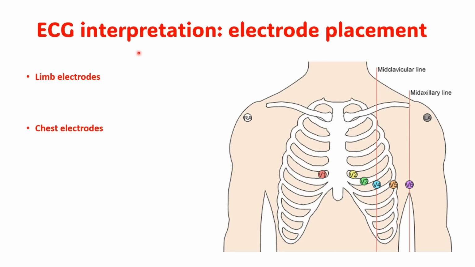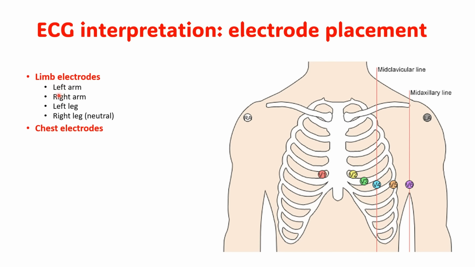Right, so first of all, we need to talk about placement of the electrodes. And the electrodes are essentially little pads which serve to conduct the electrical activity of the heart. So we have our limb electrodes and we also have our chest electrodes too. Sometimes chest and precordial words can be used interchangeably. So let's talk about our limb electrodes first.